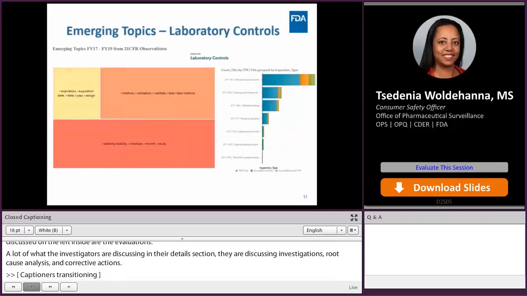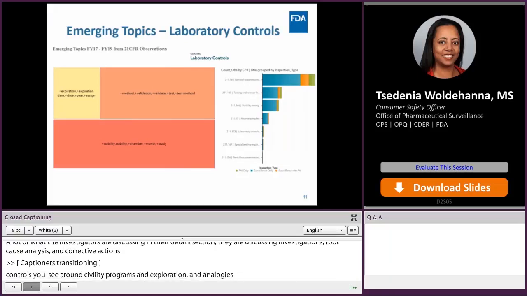Within the laboratory controls, you see topics around stability programs, expiration dating, which I guess relates to stability programs as well, and method validations. These are the most prominent ones that are appearing, which appear to also be cited utilizing 211.160 as the main citation area.